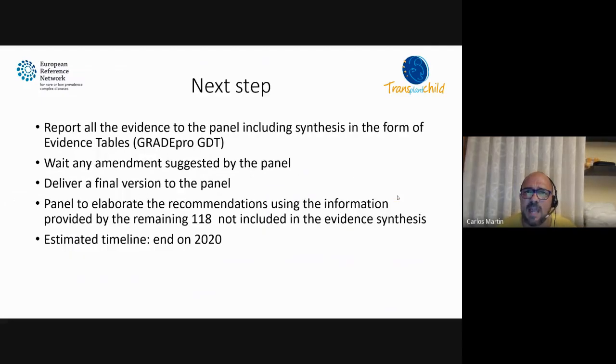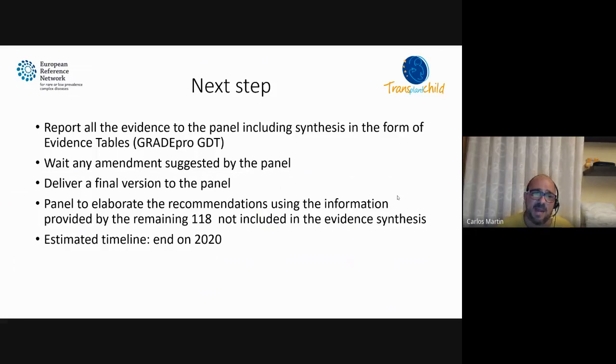In terms of next steps, we will report all the evidence in the evidence tables, based on GRADE, to the panel. We will wait for any amendments suggested by the panel. We will deliver a final version to the panel, including all the meta-analyses they decide to go ahead with. We will deliver the summary of findings tables, and the panel will elaborate the recommendation using the information provided by those 118 remaining studies, not included because they are not randomized controlled trials.